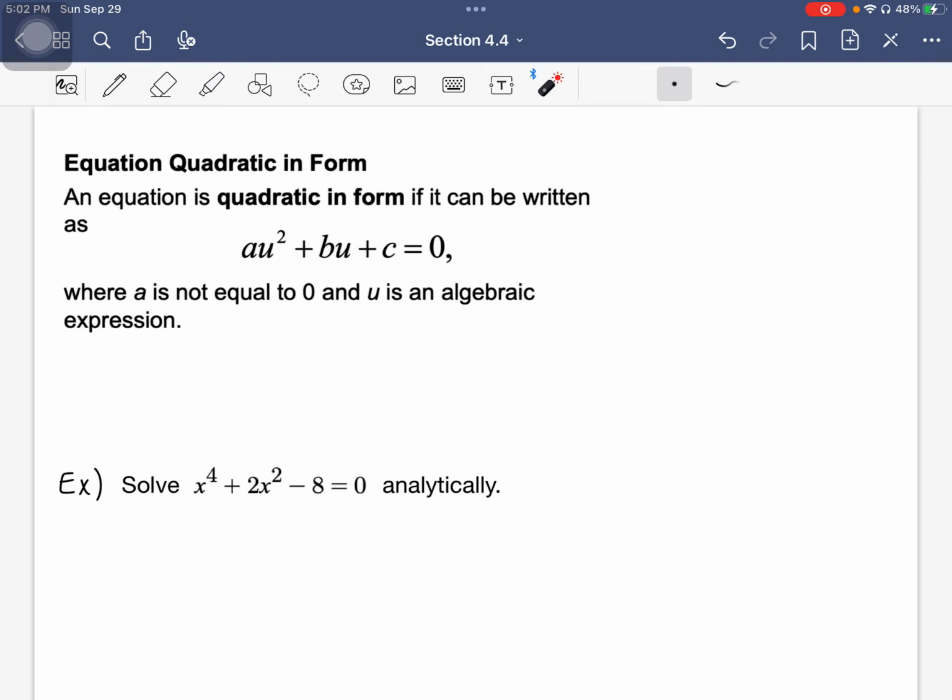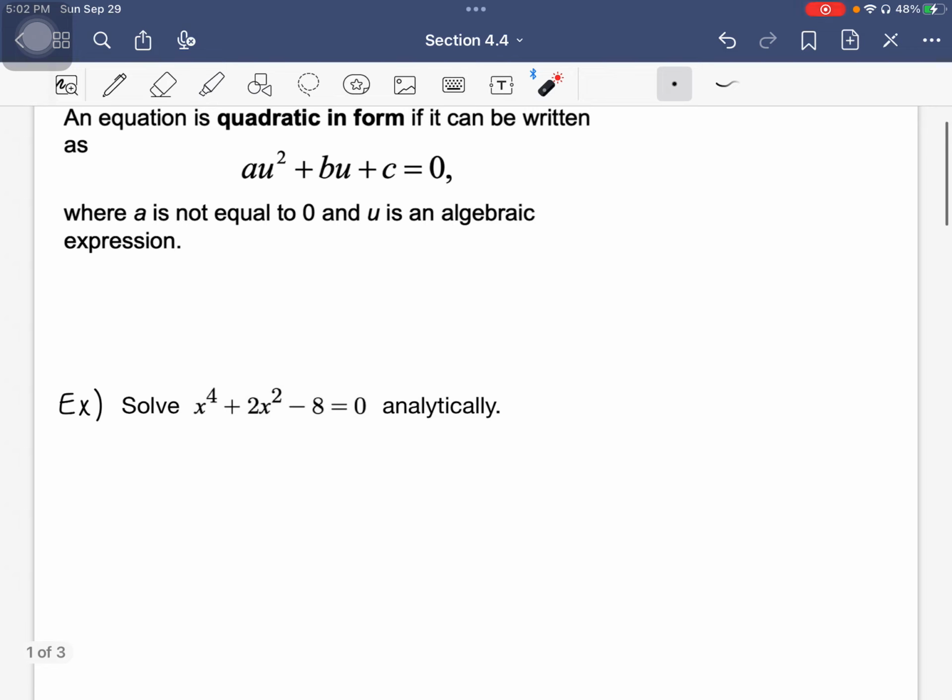An equation will be quadratic in form if it can be written as this here, where a is not equal to 0 and u is an algebraic expression. This is our standard quadratic equation in standard form. So we're going to look at this example here. We have this equation, and we want to figure out for which values of x will make this equal to 0. The first thing to notice here is that this is an equation that is quadratic in form because we can rewrite it as the following.